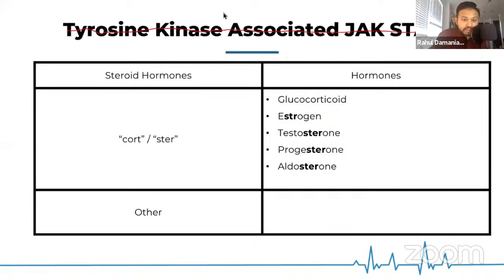So steroid hormones are going to be things like your glucocorticoids, estrogen, testosterone, progesterone, aldosterone, steroid hormones, intracellular and intranuclear. And the other ones that are steroid-like are 1,25 vitamin D, which is the active form of vitamin D, as well as thyroid hormone. Very important for you to integrate those two.